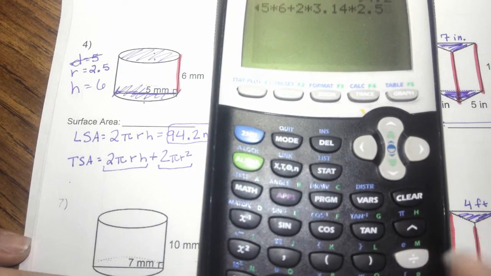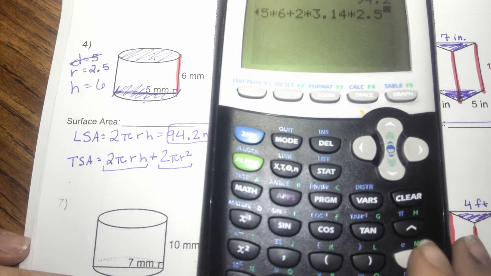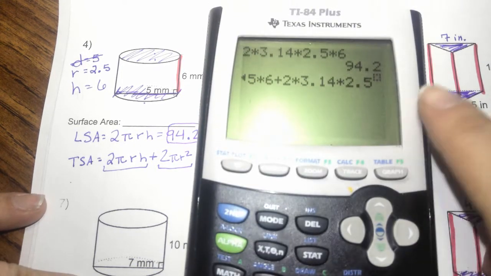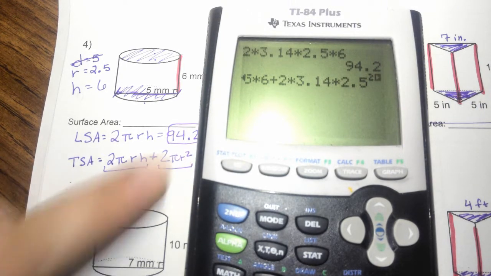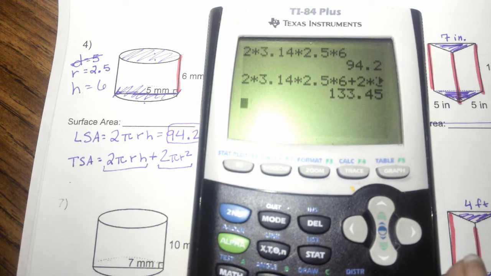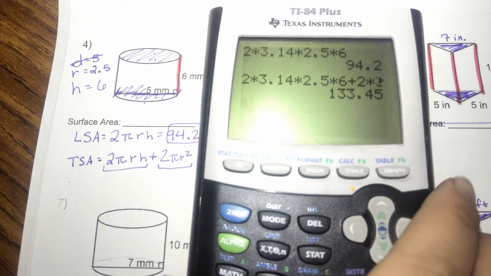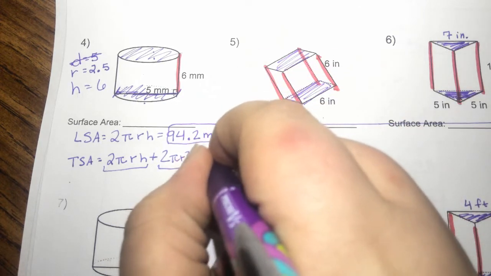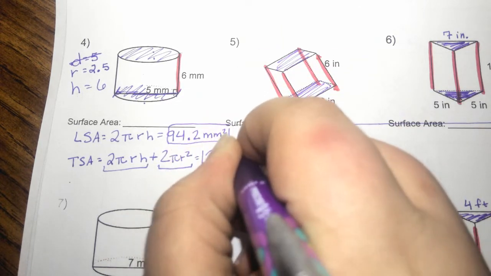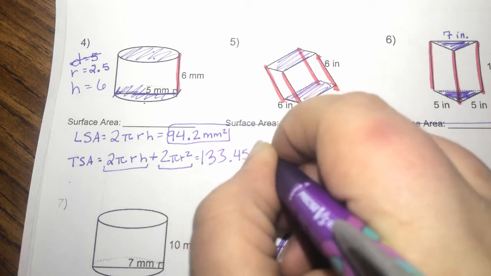There are 2 ways to square a number on your calculator. The way we prefer is by hitting that caret top key right above the division sign. Now we have an exponent box where we can type in the exponent, which is 2. So the total surface area is 133 and 45 hundredths. 133.45 millimeters squared.